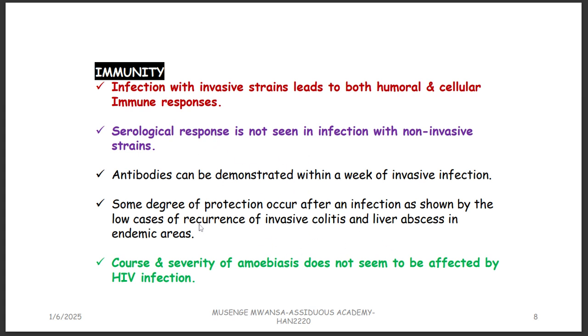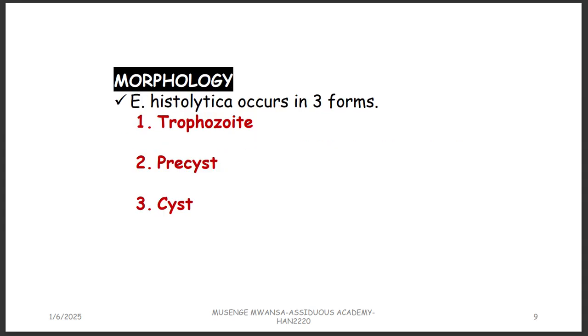Some degree of protection occurs after an infection, as shown by the low case of recurrence of invasive colitis and liver abscess in endemic areas. So, in other words, when you get the infection for the first time, you can be protected a bit later. And the course and severity of amoebiasis does not seem to be affected by HIV infection. Whether you have got HIV or you don't have HIV, this one can hit you and you can be really, really sick. So, what are the morphologies?